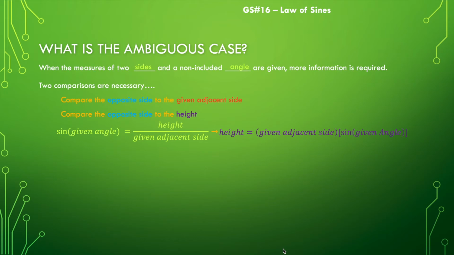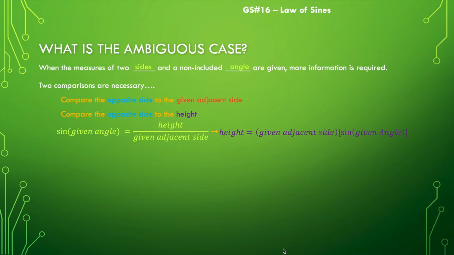Now, often we just say, well, it's just b sine A. And that's true if we label the given angle, angle A, and that adjacent side, side B. But if they're labeled anything other than that, we need to be very careful. All right, so let's look at some situations, and you'll be able to see why this is called the ambiguous case, because there are so many possibilities.